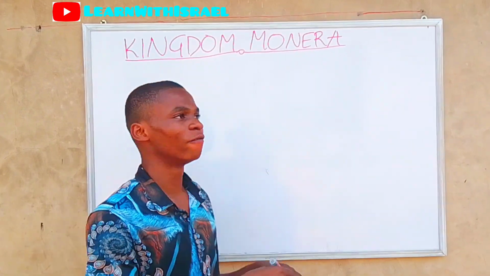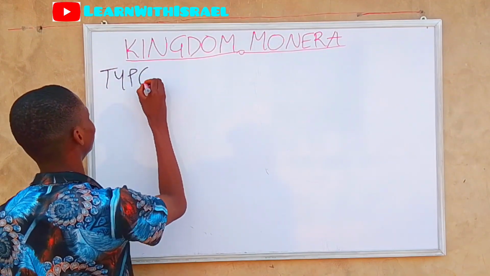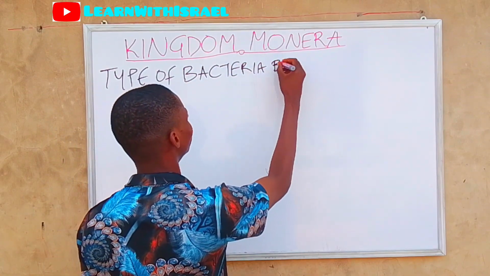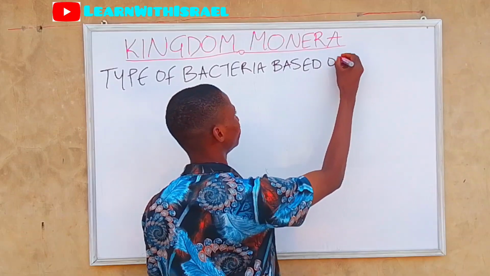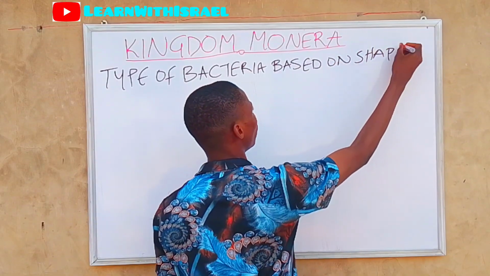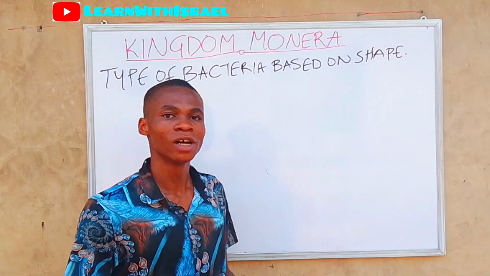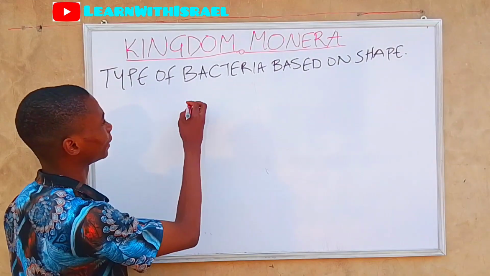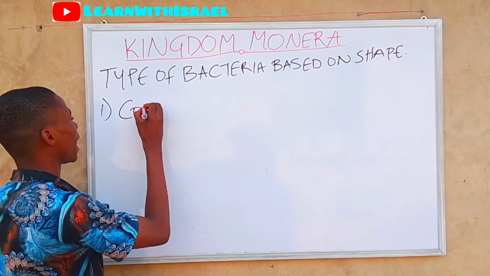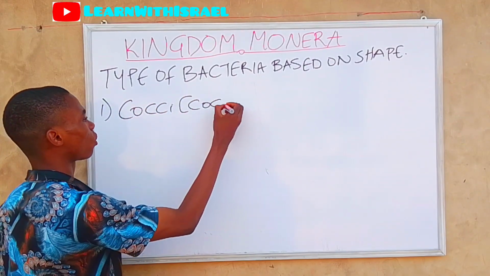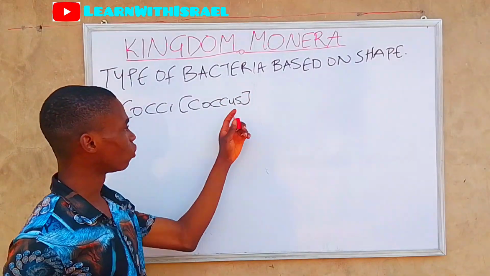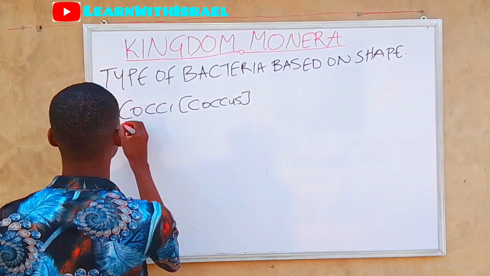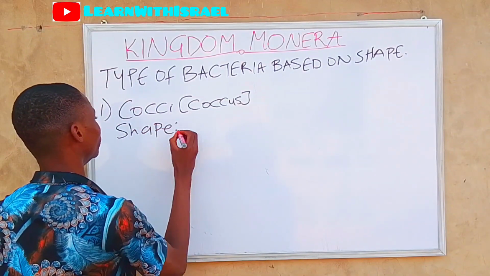So now we'll be talking about types of bacteria based on shape. I hope we all know what bacteria means. Bacteria is a prokaryotic organism, and it's an example of the Moneran. The first type of bacteria based on shape is cocci, and the singular is coccus. The shape of cocci is spherical.